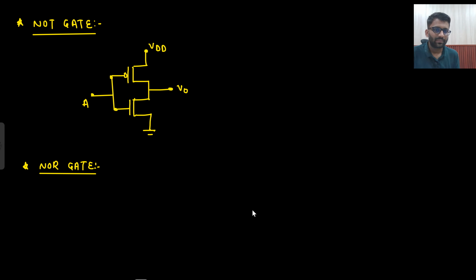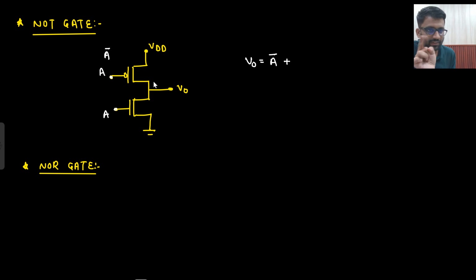Now it is a NOT gate. How is it a NOT gate? In the implementation of CMOS logic, whatever circuit is represented below, the same kind of circuit will be represented above as well. If I look from the bottom, V naught is equal to A bar directly. And if I look from the top, this A can be replaced with A bar as well.